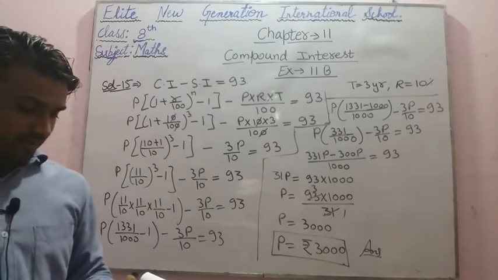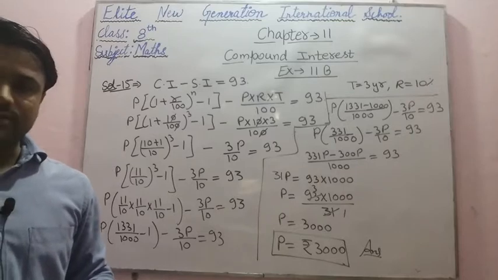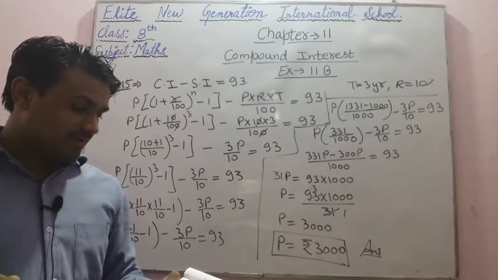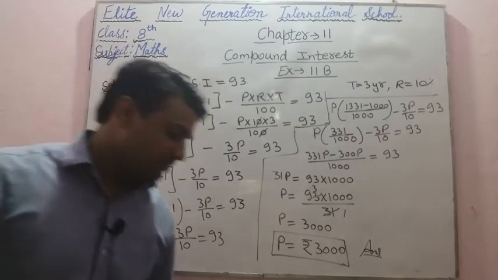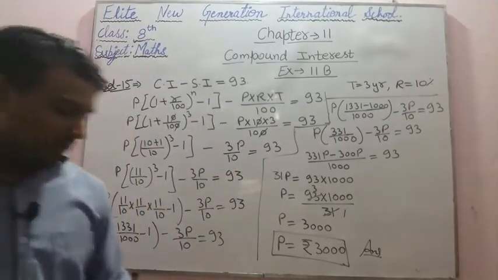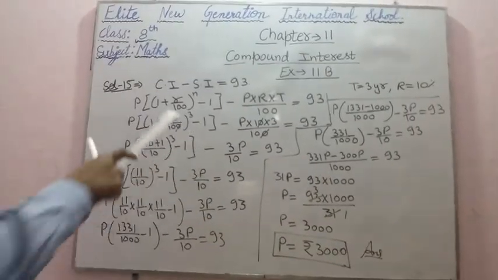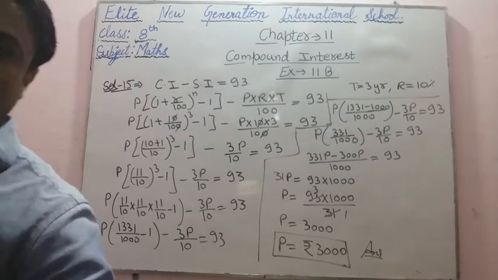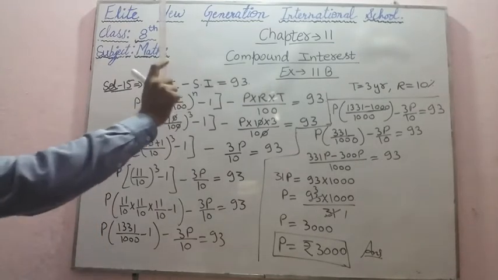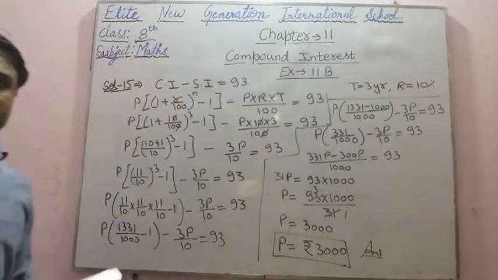In question number 15, the difference between compound interest and simple interest on a certain sum for 3 years at 10% per annum is 93. Find the sum. So here we have to find the sum, meaning we have to find the principal. First of all, we are given CI minus SI equals 93. The time is 3 years and the rate is 10%.